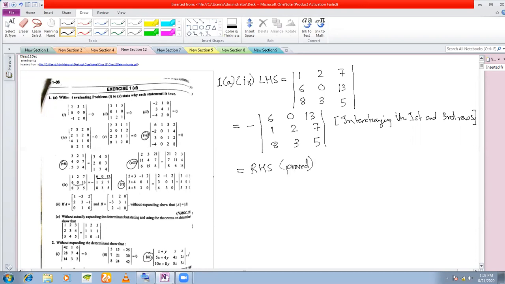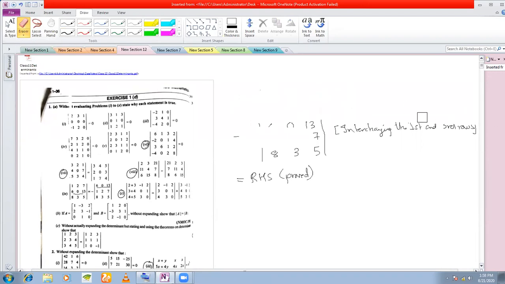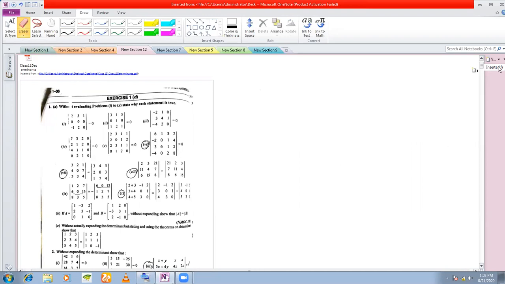Okay, so these are all one-liners which will help you clear all your properties, but the tougher ones are going to come later on. Let's see the next one.